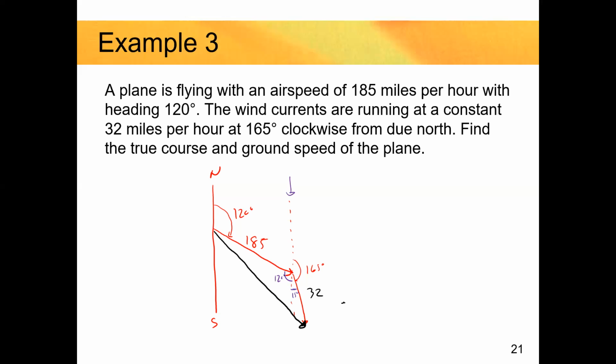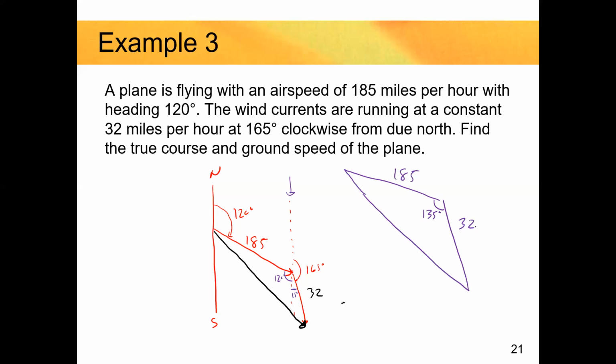I like this then. 135. Yep, so if I'm going to redraw this, it looks something like this right here. We have 185 here. We have 120 plus 15, which is 135. And then we have 32.